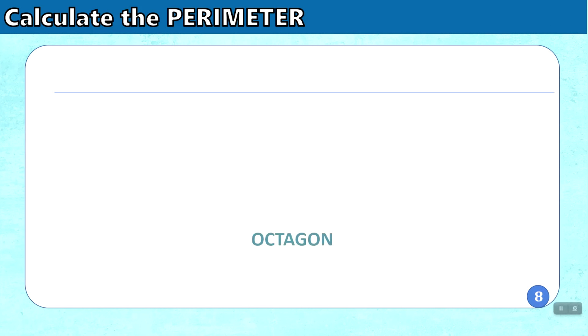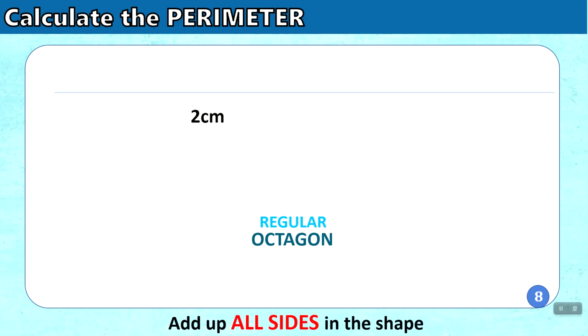Let's take a look at the last shape, an octagon. How many sides does an octagon have? If you said 8, you are correct. And a regular octagon means that all of the sides in that octagon are the same length. And let's pretend that each side in this octagon is 2 centimeters long. How would we find the perimeter if we didn't even look at the shape? We know that we add up all of the sides.